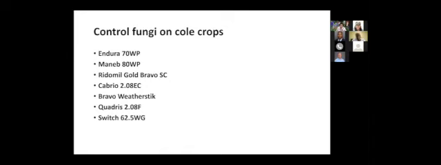Controlling fungi on cold crops, and we have a list here: Endura, Manzate, Ridomil Gold, Bravo, Cabrio, Weatherstick, Quadris, Switch. Those are a few. But the important thing is to know whether you are treating for a fungus or a bacterial infection, because none of this does you any good on a bacterial infection.